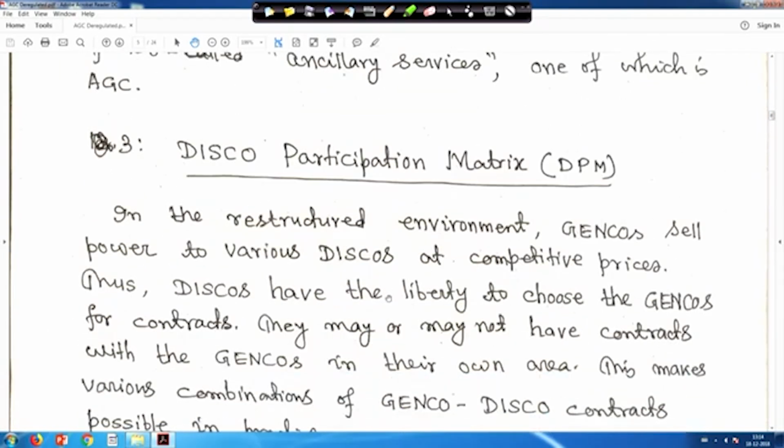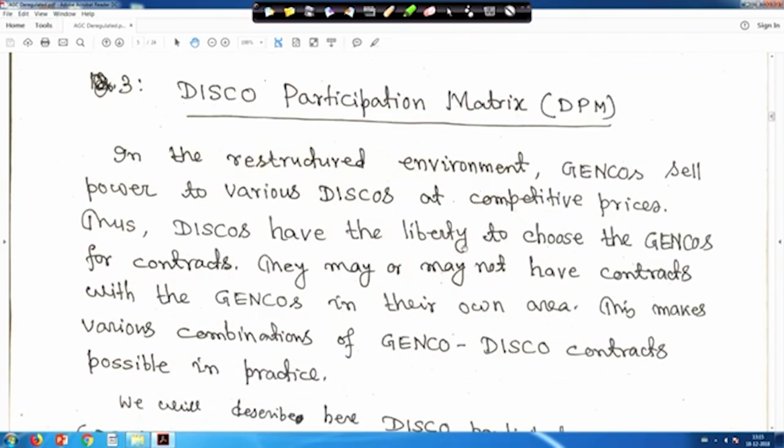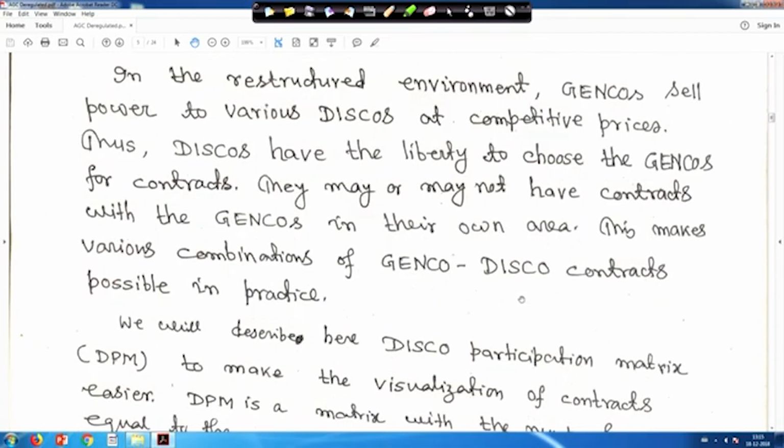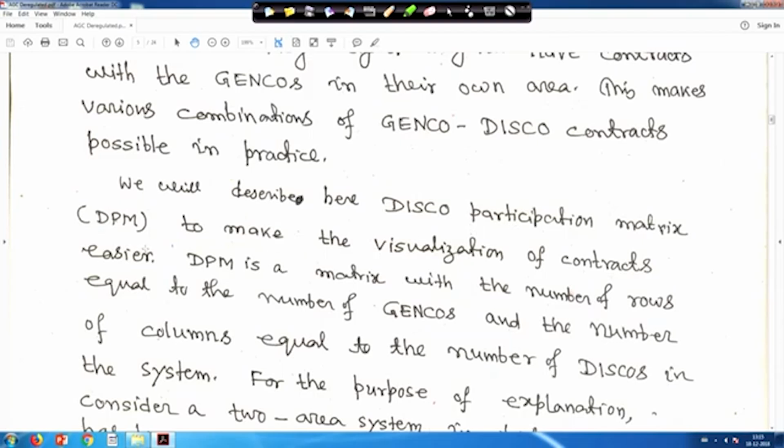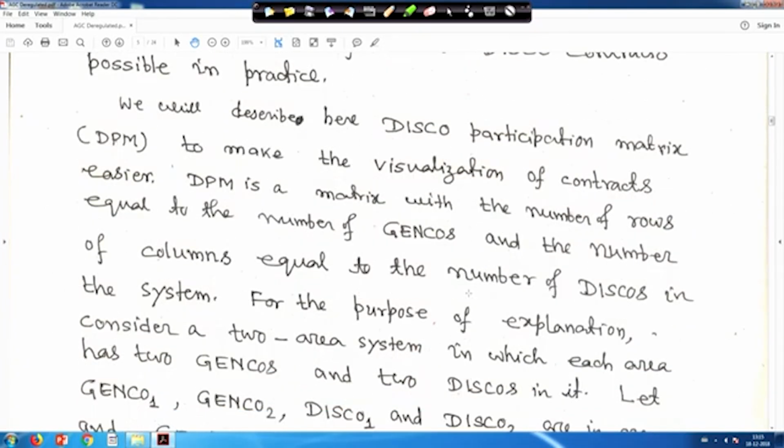In the restructured environment the DPM we have to understand a little bit; it is very simple. In the restructured environment GENCOs sell power to various DISCOs at competitive prices. Thus, DISCOs have the liberty to choose the GENCOs for contracts. They may or may not have contracts with the GENCOs in their own area. This makes various combinations of GENCO-DISCO contracts possible in practice. So, we will describe the DISCO participation matrix, that is DPM, to make the visualization of contracts easier. Actually DPM is a matrix with the number of rows equal to the number of GENCOs and the number of columns equal to the number of DISCOs in the system.